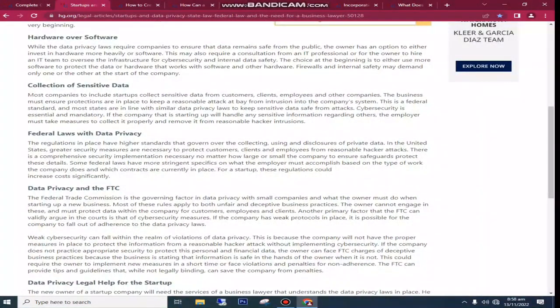Hardware over software. While the data privacy laws require companies to ensure that data remains safe from the public, the owner has an option to either invest in hardware more heavily or software. This may also require a consultation from an IT professional or for the owner to hire an IT team to oversee the infrastructure for cybersecurity and internet and internal data safety. The choice at the beginning is to either use more software to protect the data or hardware that works with the software and the other hardware. Firewall and internal safety may demand only one or the other at the start of the company.